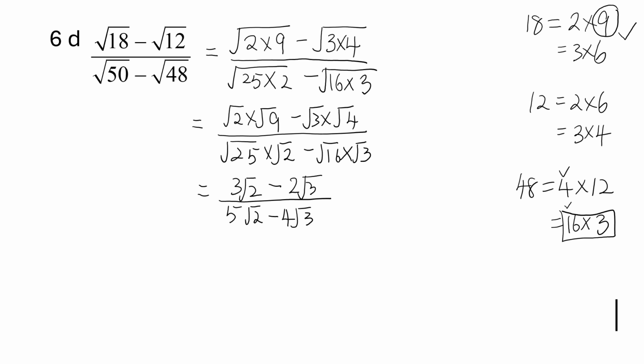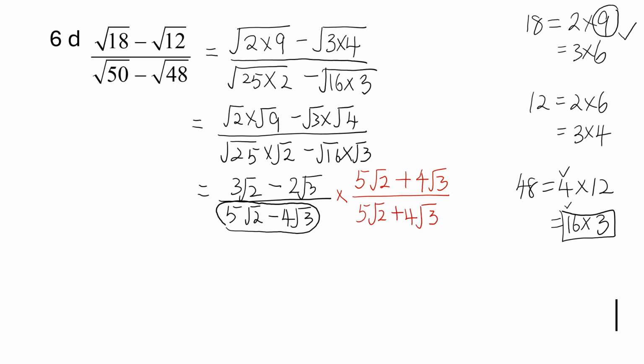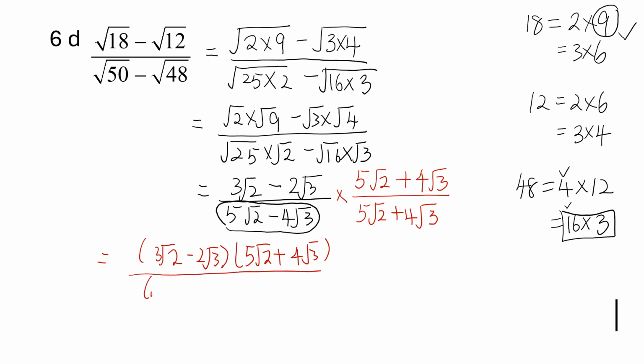Okay, so the next step is we have to call out our conjugate surds for this expression here. Of course, it will be just 5 square root 2 plus 4 square root 3. That is our conjugate surds. Alright, so the numerator will look like this, and the denominator will be this.